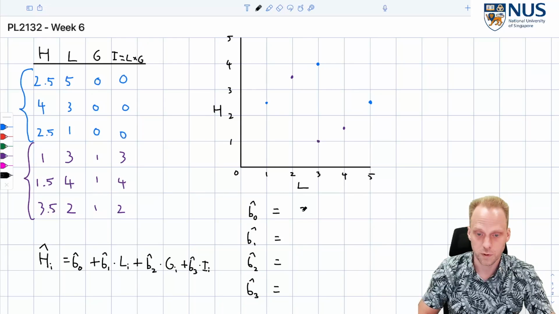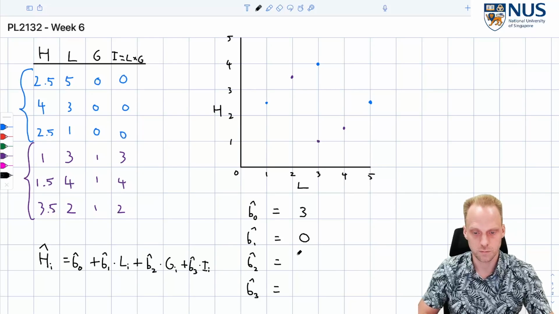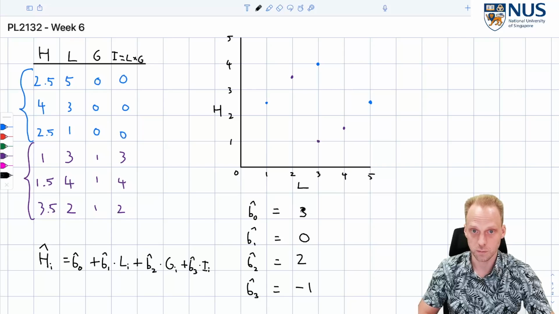intercept of 3. Now this slope would be 0. We get a beta 2 of, or B2 of 2. And finally an interaction effect of 1. B3 would be -1, sorry, -1. B2 would be 2, B1 would be 0 and B0 would be 3.